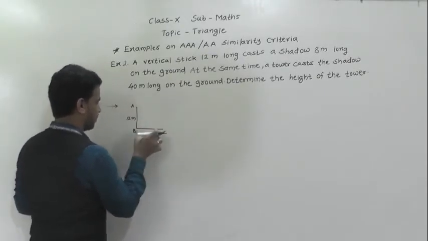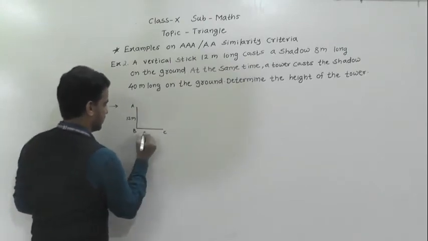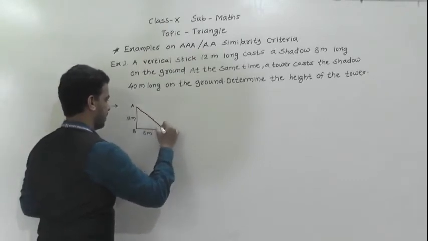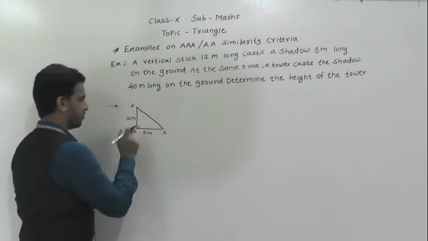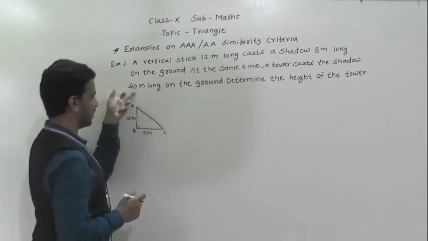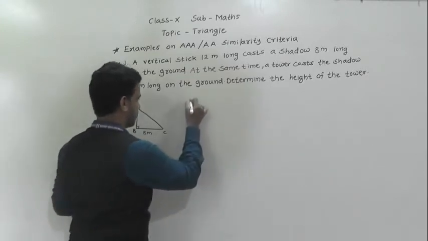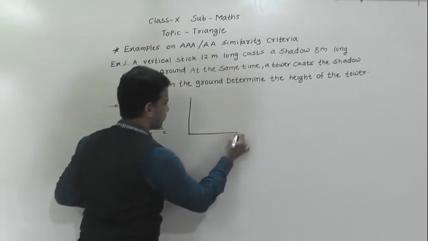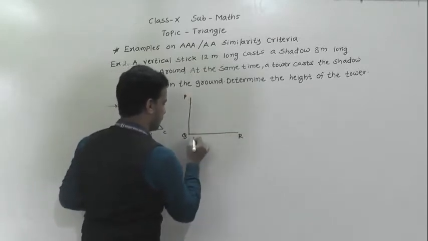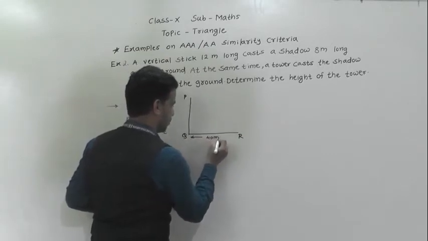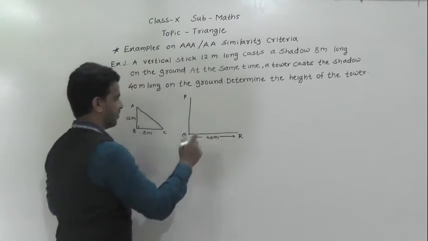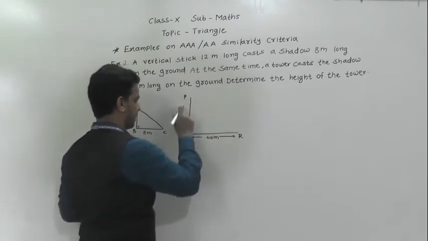So BC is the shadow of this vertical stick, and this is 8 meter. If we join this, we will get triangle ABC, that is a right angle triangle at B. Similarly, at the same time, a tower casts a shadow 40 meter long on the ground. Suppose this is a tower and it casts a shadow. So this is the shadow of tower QR, and it is 40 meter given, and we have to find the height of the tower, that is PQ.